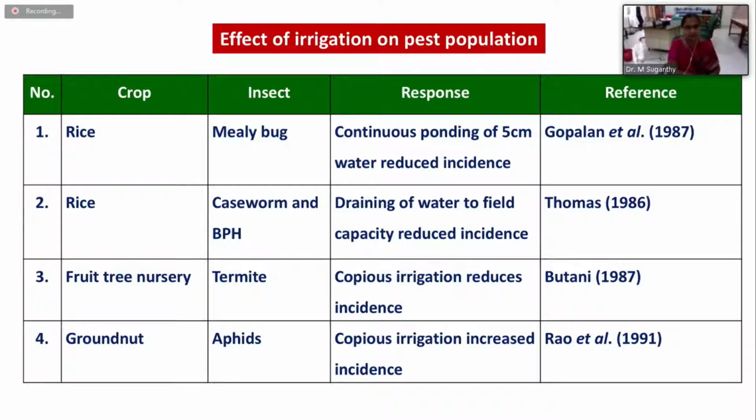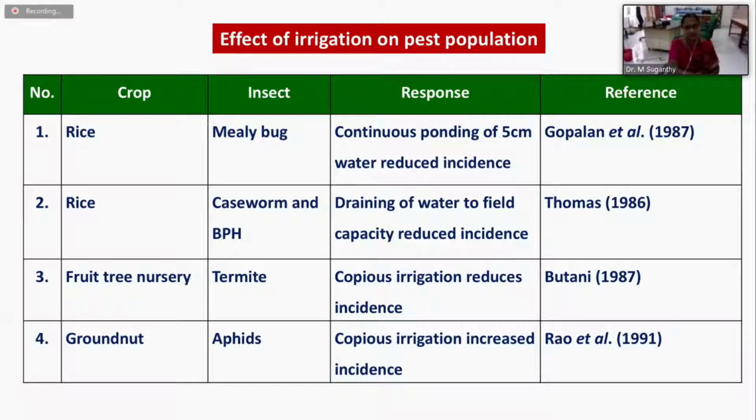And termites, as we all know, love dry climate and red soil area. So if the soil is dry, then the infestation by termites will be maximum, especially in the fruit tree nursery. If we give copious irrigation, it automatically reduces the incidence of termites. Whereas in groundnut, the population of aphids will be very high when we give more irrigation. So that is the reason we have to always maintain some ecological engineering.